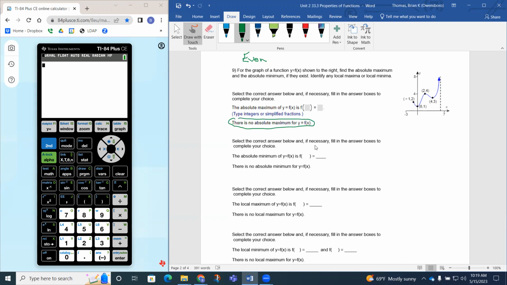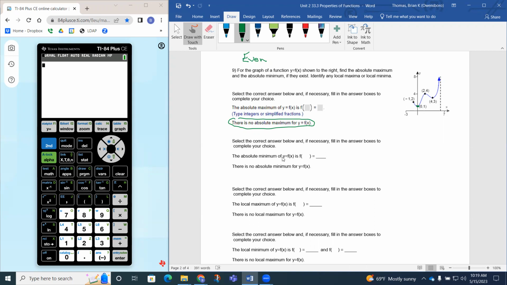So select the correct answer below if necessary. The absolute minimum is going to be the lowest point on the graph. So notice that this would be the absolute minimum. Now notice that when we describe the absolute minimum, the x value is where it occurs. The y value is actually the minimum value.